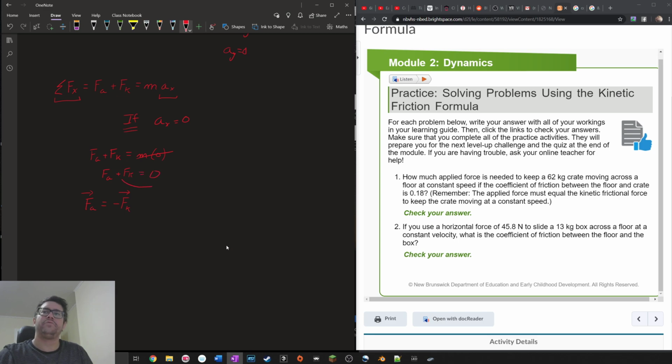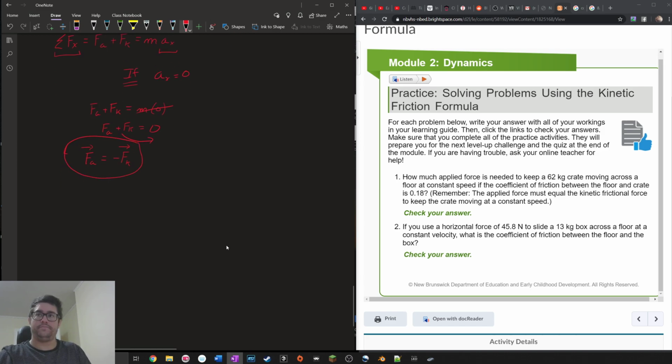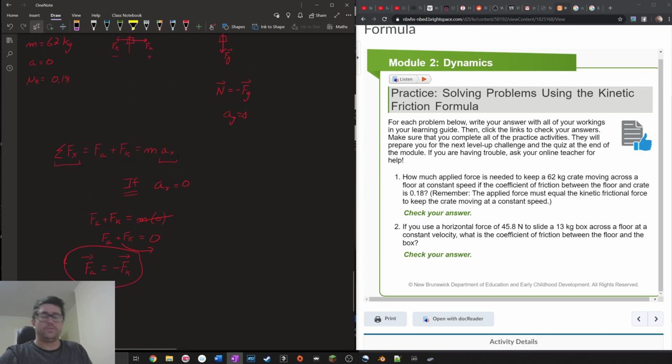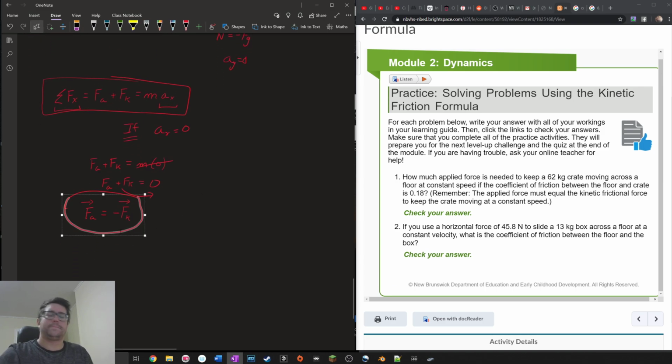And if you move the plus Fk on the other side, you end up with this here, right? But this is where it comes from. Except I want you to get this idea here. This is the toolbox. Okay, let's continue.